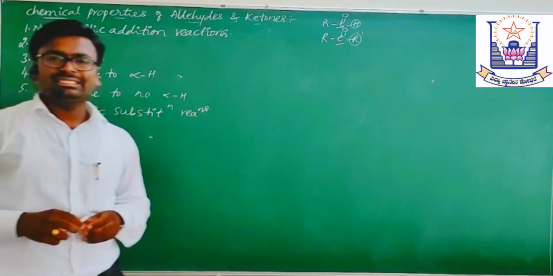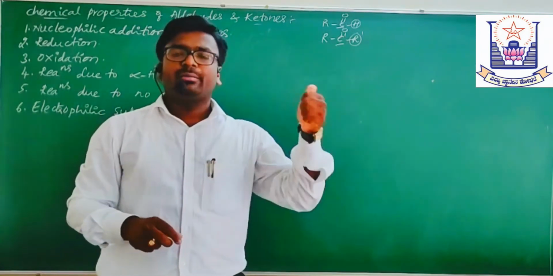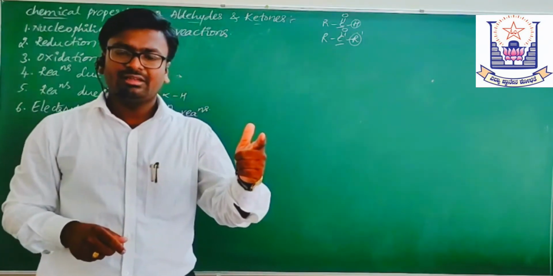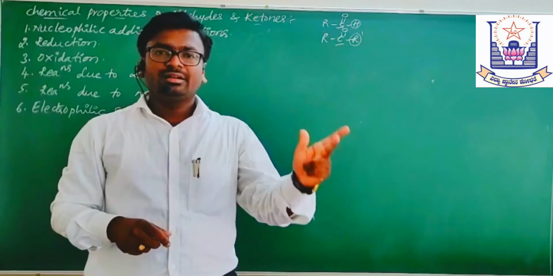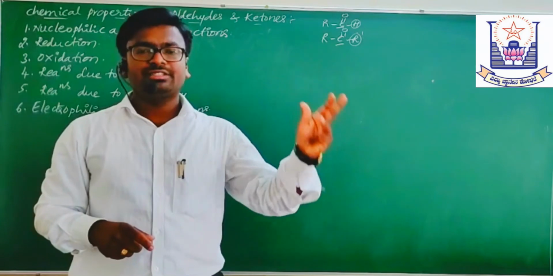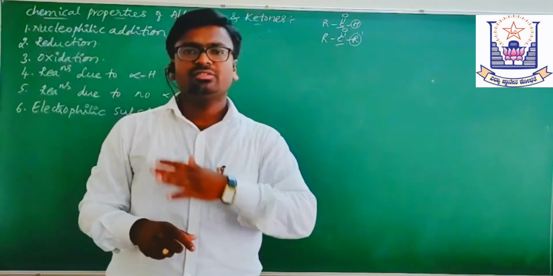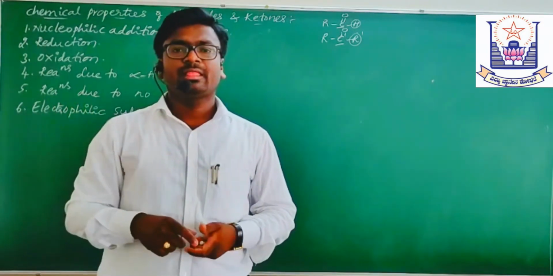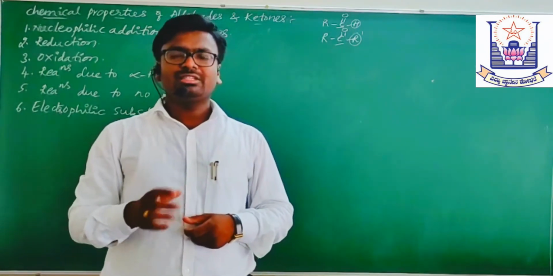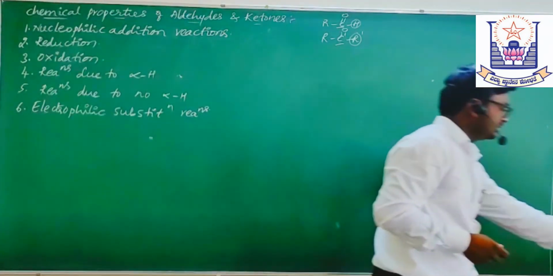Here we need to discuss the six types of reactions. Number one is nucleophilic addition reaction. Second is reduction of the aldehydes and ketones. Third is oxidation. The fourth is reactions due to the presence of alpha hydrogen. The fifth is reactions due to the absence of alpha hydrogen. The sixth is electrophilic substitution reactions. We shall go one by one. Firstly, we shall discuss the nucleophilic addition reactions.